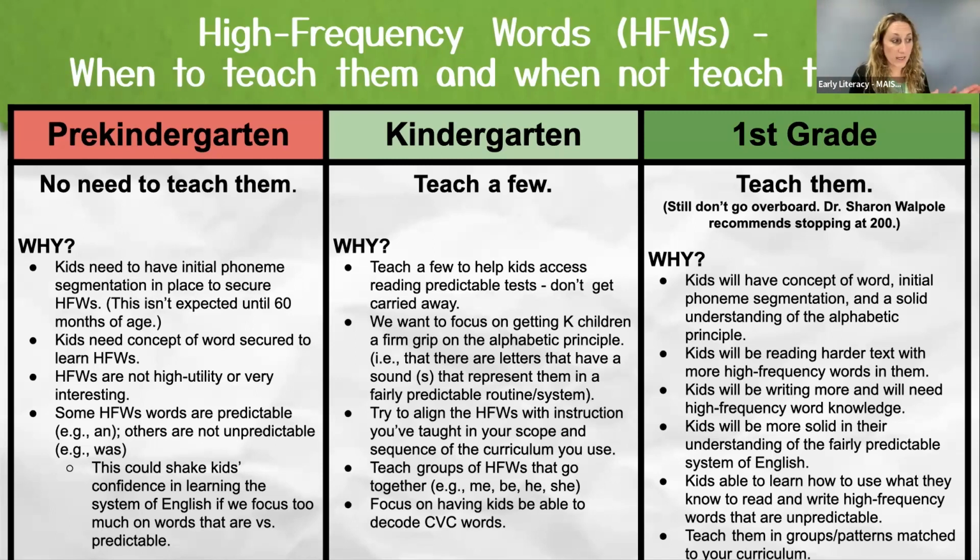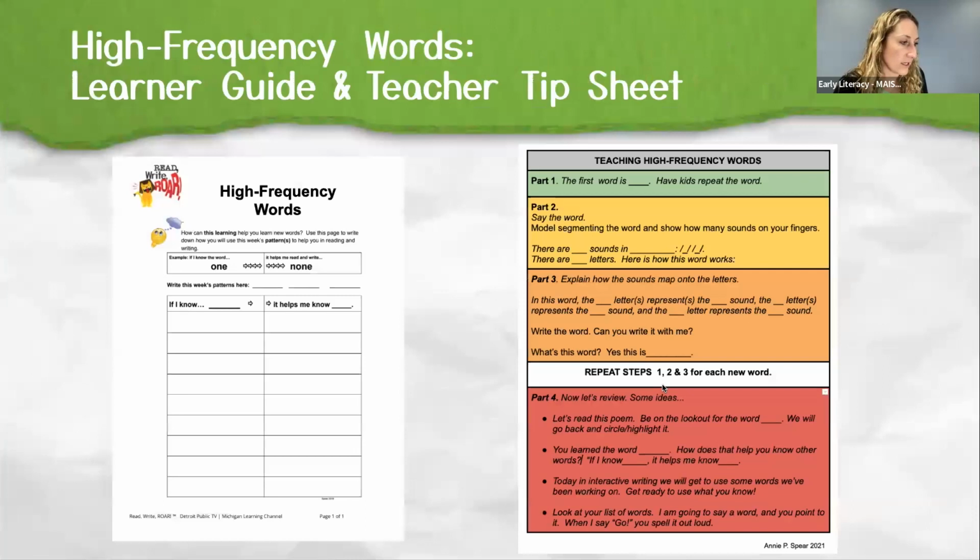It says pre-kindergarten, no need to teach them, and the words are there of why. Kindergarten, teach a few. That was a question someone had put in the chat that I answered: give kids what they need for access to be able to read predictable text, but don't get carried away in kindergarten. In first grade, we want to teach them, but still don't go overboard. Dr. Walpole says, stop at 200, right? We're not going up to 1,000, because beyond that you're teaching those words within your content areas and they're going to show up there. So I hope this will be helpful to you as you're thinking about your work in your schools.